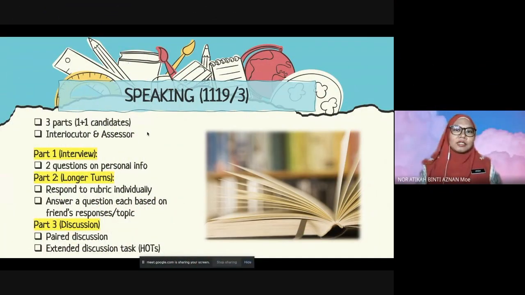Today, we are going to do the last part in the new SPM format for English, SPM 2021. And let's take a look at the last part. The third part, Paper 3, speaking, 1119/3. For the speaking test, there will be three parts, one plus one candidates. There will be only two candidates for this part.